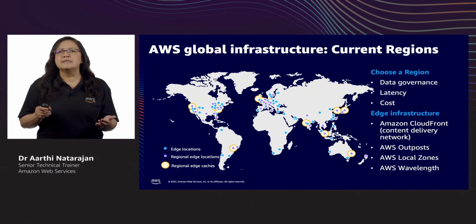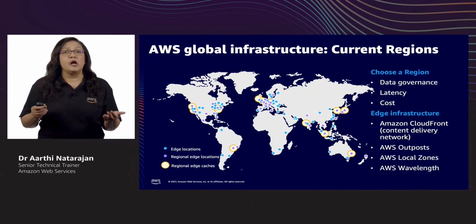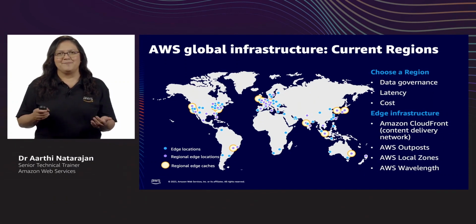A key service that uses edge location is Amazon CloudFront. We use Amazon CloudFront to build a content delivery network, or CDN. Let's now take a look at the video to understand how the AWS global infrastructure works.